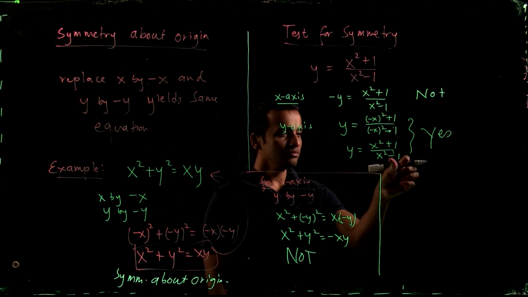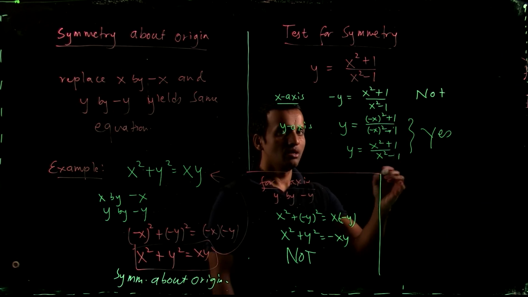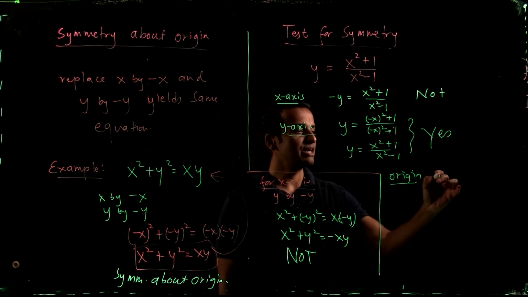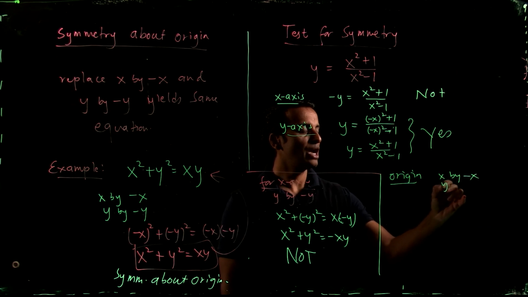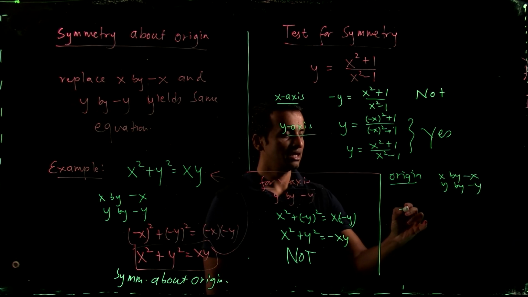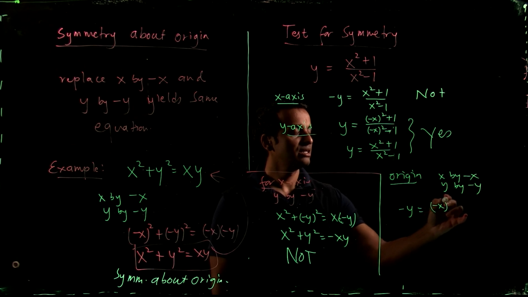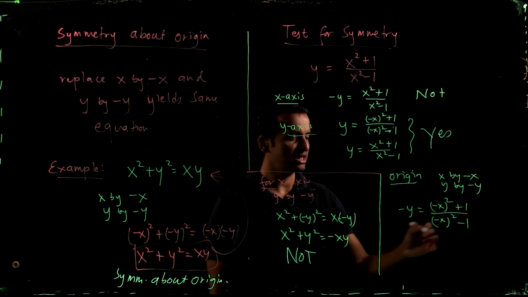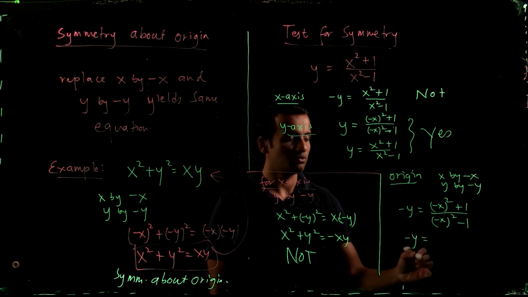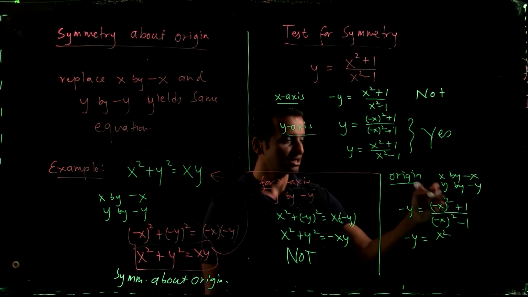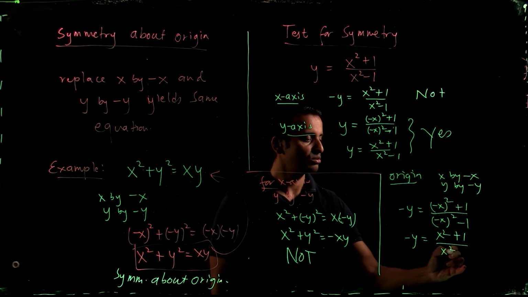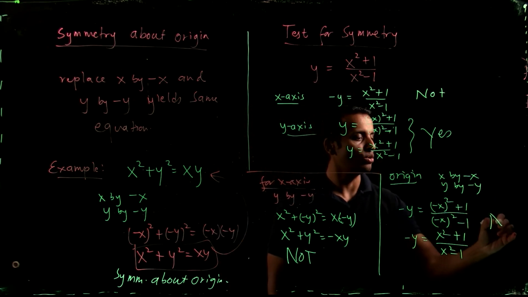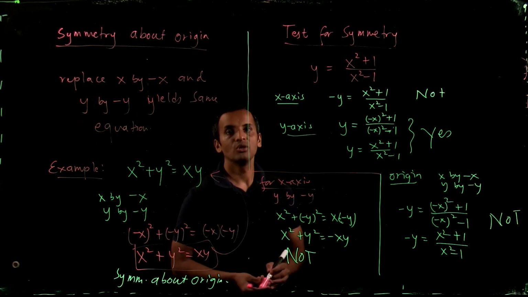Let's do that. For origin, you replace x by negative x, y by negative y. So what do you get? Negative y equals negative x squared plus 1 over negative x squared minus 1. Do you get the same equation or not? Let's do that. Negative y equals x squared plus 1 over x squared minus 1, because negative x squared is x squared. Is this same as the given equation? No, because the left hand side is different, right? So the answer is no. It is not symmetric about origin.